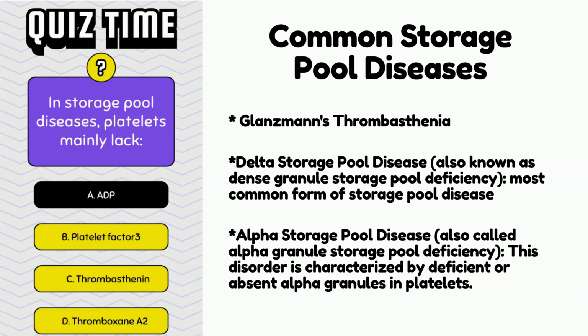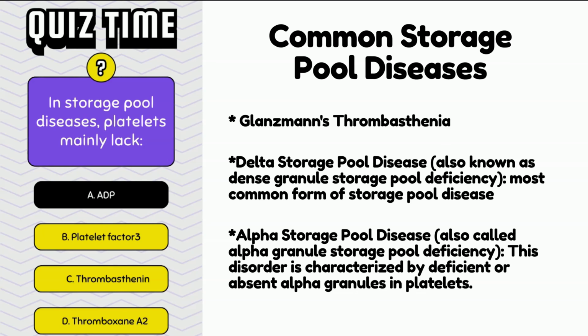Summary: storage pool diseases are a group of platelet disorders where there are defects in granules that platelets use to release substances essential for clot formation. These diseases can lead to bleeding problems because the platelets can't effectively release the necessary chemicals to form stable clots. Treatment is primarily aimed at managing symptoms and preventing bleeding.